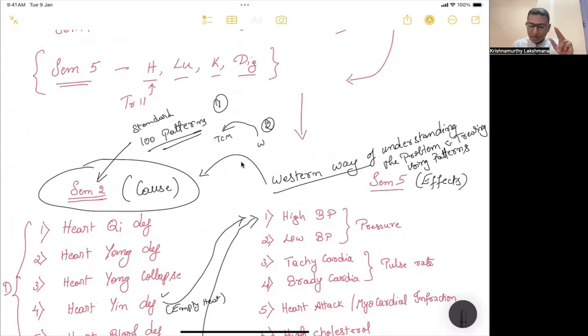A large chunk of problems can be solved through these 100 patterns. But in some cases, we may have to add or delete some points based on the specificity of the problem. So there are two very important things: understand the standard patterns thoroughly, and translate the Western way of defining the problem into our TCM way of defining it. If you are good in these two things, then you can become a very good TCM based therapist.